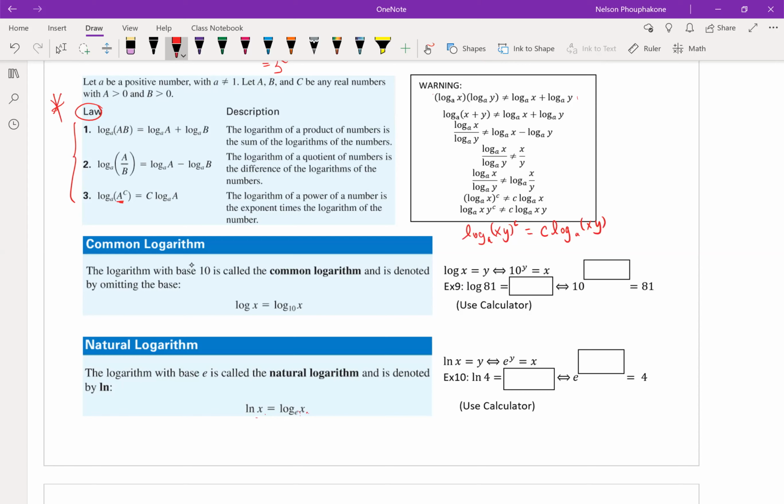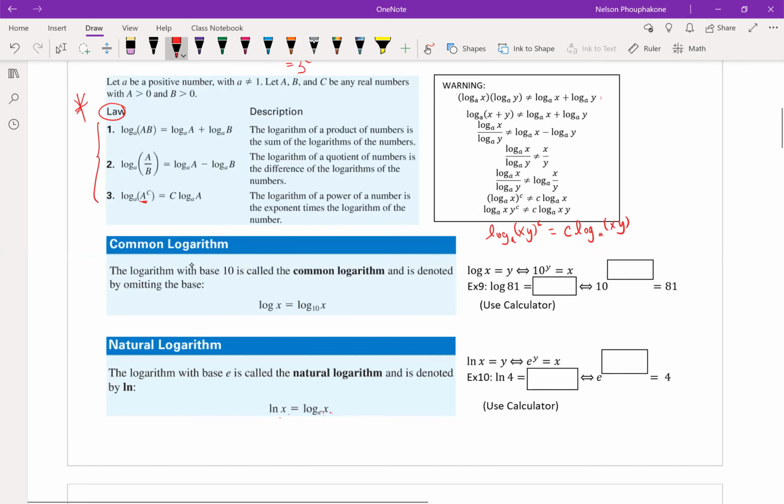So let us look at the common log here. If I have log of x equal to y, because the base is 10, then 10 to the power of y equals x.